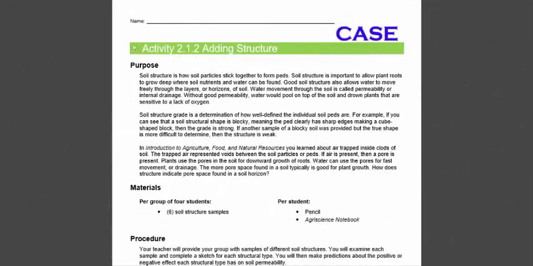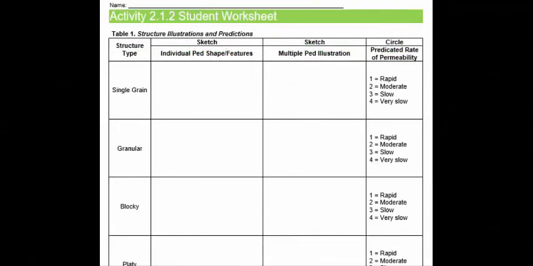Through Activity 2.1.2, Adding Structure, you will illustrate soil structure and determine how structure influences soil permeability. This will help you understand that soil permeability is influenced by the texture and structure of soil horizons. Your instructor will provide some soil samples for you to observe and evaluate for structural class.